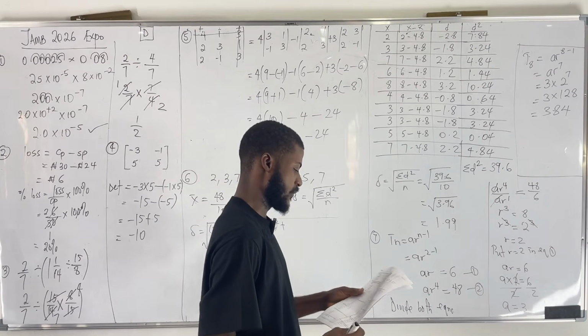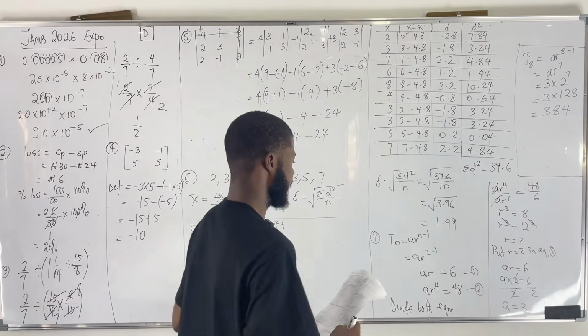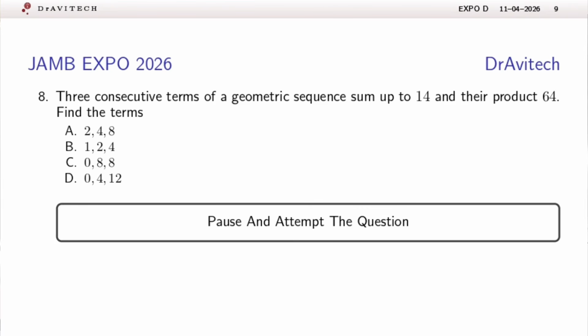Let's take a look at the next one, question 8. Three consecutive terms of a geometric sequence sum up to 14 and their product is 64. You have to find the terms. Please, I beg you, I know the solution to this question, but don't attempt it. What you're just going to do is look at the options. Which one looks correct to you?